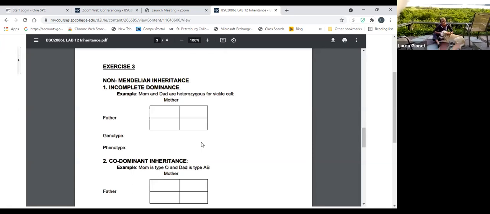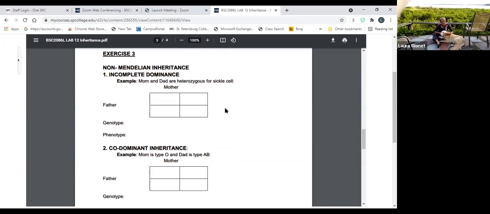All right, then we move on to the non-Mendelian inheritance patterns. We have incomplete dominance. The example of that was sickle cell anemia. So we said mom and dad are heterozygous for sickle cell. All right, so again, over on this side, I might write capital S, capital S. That equals normal, because normal dominates.